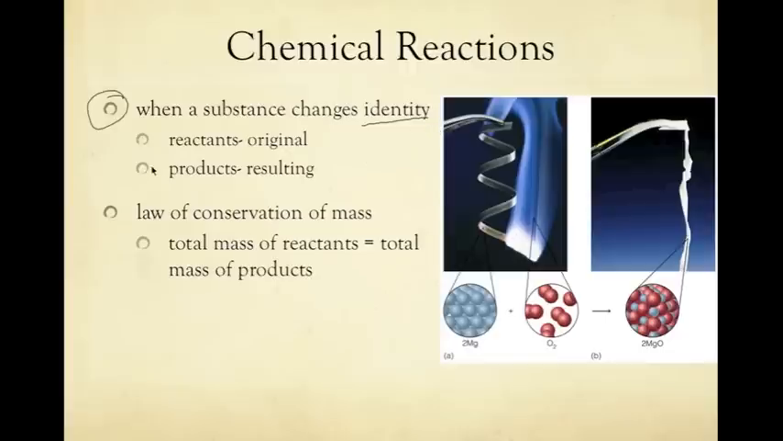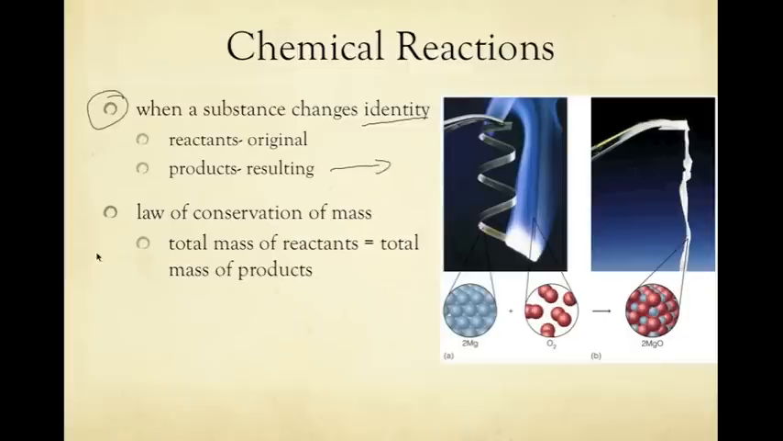Now, in a chemical reaction, we will have reactants and we will have products. And the reactants are always going to be what we start with. They're the original. And the products are going to be the result of the chemical reaction. It's what's being produced. Another way to remember this, in a chemical equation, the arrow will always point towards the product.